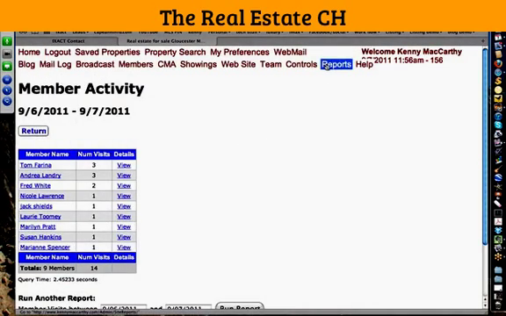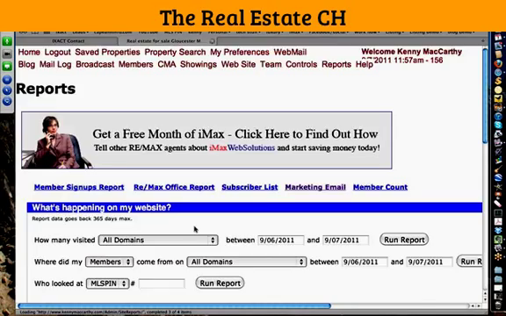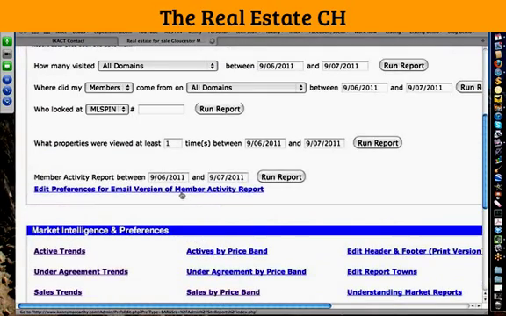And that's found on the reports page, and you can set it up by going to the preferences right here, and you can determine what you want it to show you and when you want it to send you stuff.